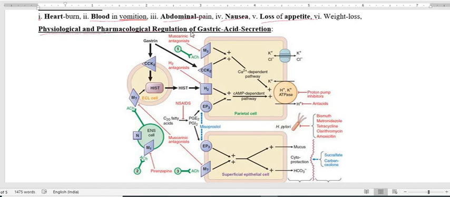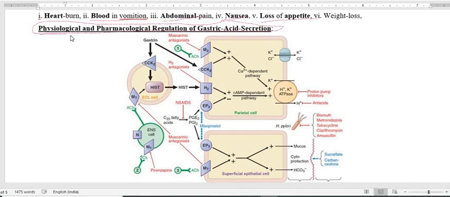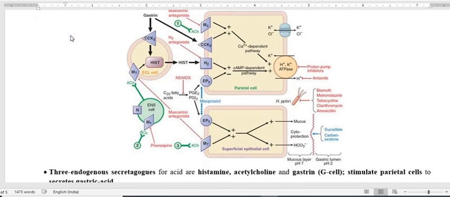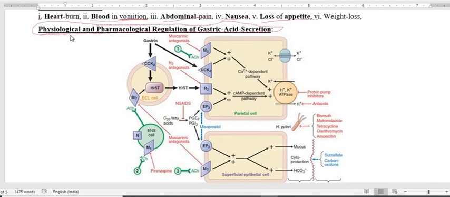So if we are aware of the physiology of gastric acid secretion, then automatically we are going to target the pathway to inhibit gastric acid secretion. As we know, there are various types of cells participating in gastric acid production as well as gastric acid inhibition. So we have to see how the gastric acid is secreted and what are the cells participating in the gastric acid secretion.